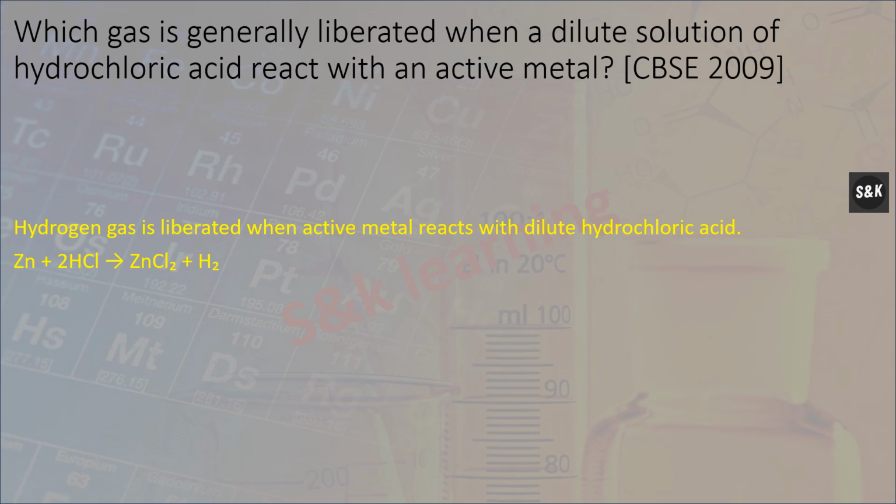Which gas is generally liberated when a dilute solution of hydrochloric acid reacts with an active metal? So hydrogen gas is liberated when an active metal reacts with dilute hydrochloric acid.